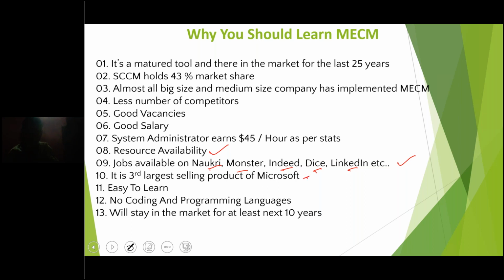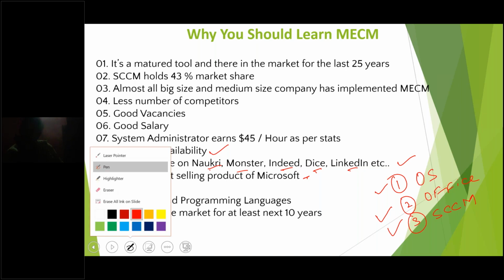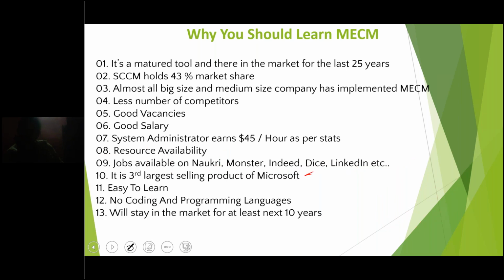SCCM is the third largest selling product of Microsoft. Microsoft is selling operating system on the top. Then they are selling Office, the second. Then they are selling SCCM or MECM. Both are the same, guys. Since I am used to SCCM, I'm saying SCCM, but it is the same, SCCM or MECM. So number one, Microsoft sells operating system. Number two, Microsoft Office, then SCCM. So it's the third largest selling product of Microsoft.